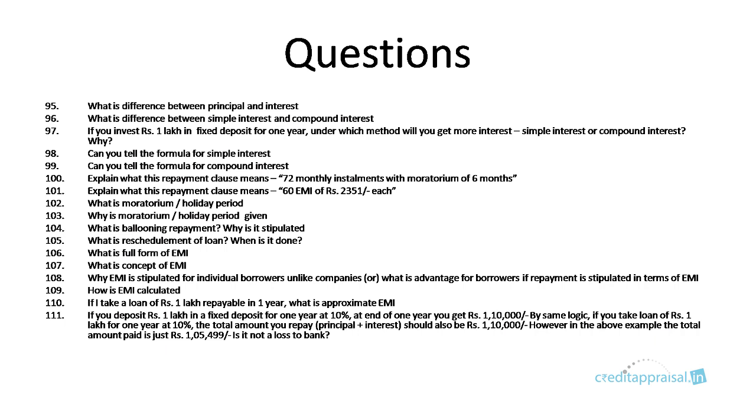Explain the repayment clause, meaning 72 monthly installments or moratorium 6 months. We discuss this. Explain the 60 EMI of 2351 each. We discuss this. What is moratorium? Why is moratorium given? What is ballooning repayment? Why is it stipulated? We all discussed all this. What is rescheduling? When is it done? What's the full form of EMI? What's the concept of EMI? Why is EMI stipulated for individual borrowers unlike companies? So what is the advantage of EMI for borrowers if EMI is stipulated?